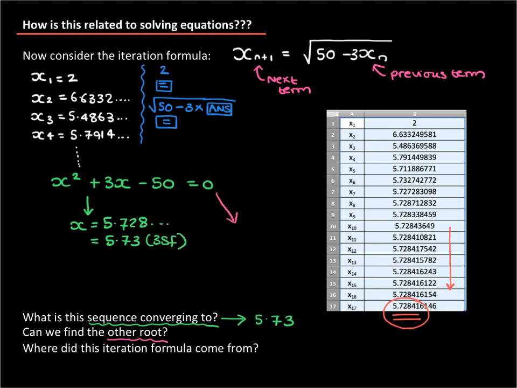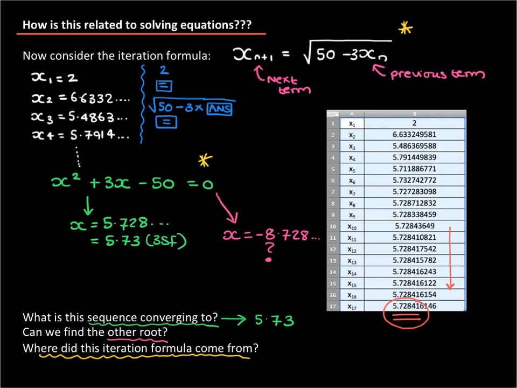One of them was x equals 5.728..., but there was another root which was x equals negative 8.728... So is it possible for us to find this answer to our quadratic equation as well? And my third question is, where did this iteration formula come from? So where did this magic formula come from that allowed us to solve this quadratic equation?